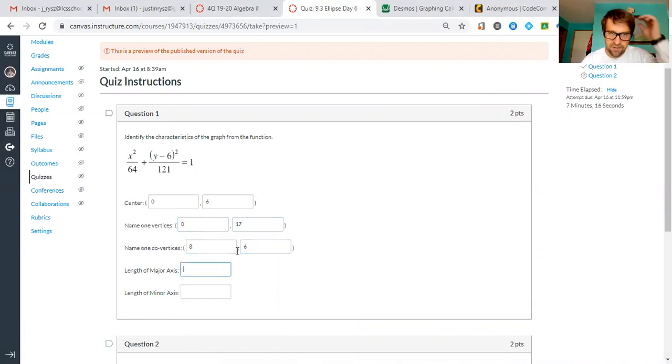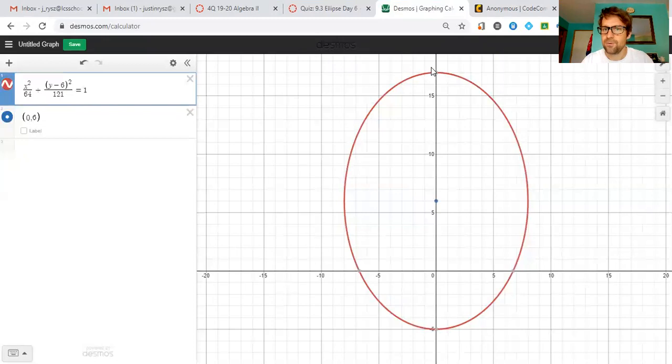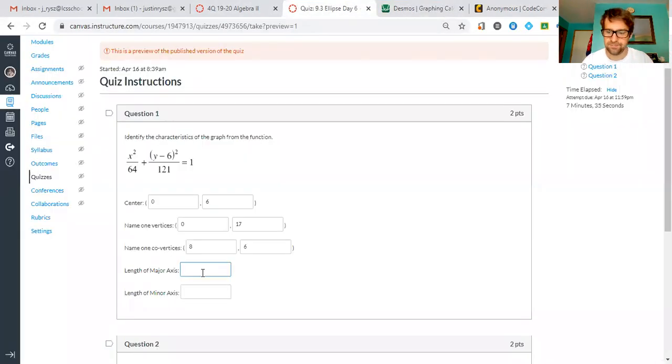All right, length of the major axis. So this is why I think Desmos really makes it easier. We can look at the equation to figure this out, but we could just count. The major axis goes all the way across the furthest edge. So it starts down here at -5, goes all the way up to 17. That would be an answer of 22.